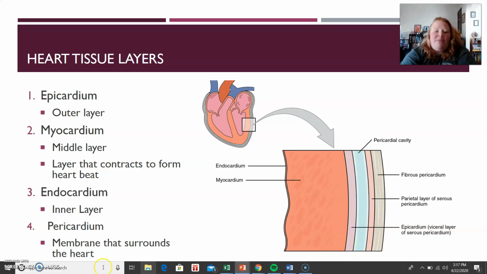Your myocardium is this middle layer. This is your actual muscle tissue here. Your myocardium is what contracts and causes your heart to beat. And then the endocardium is this inner layer, that is attached via connective tissue, and it lines the inner parts of the chambers of your heart.